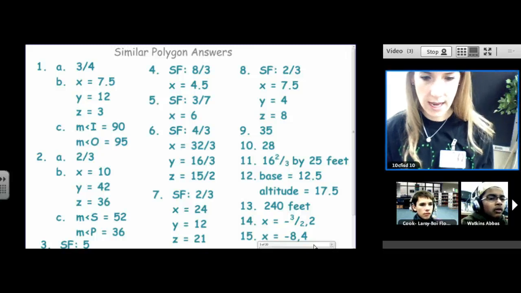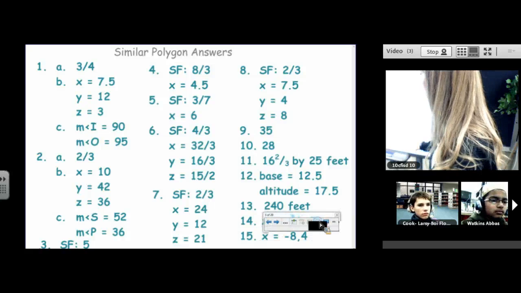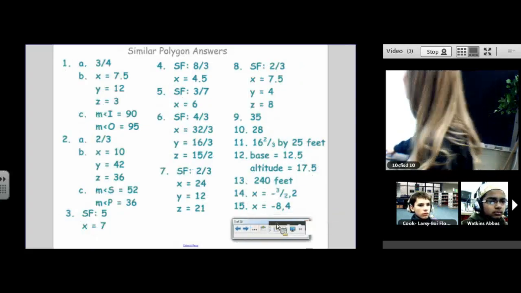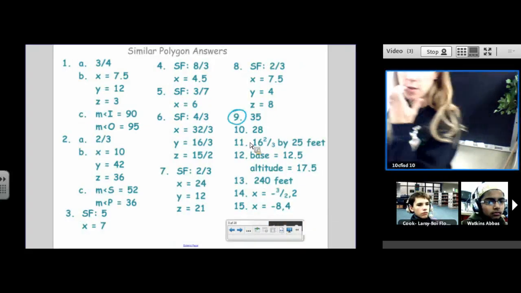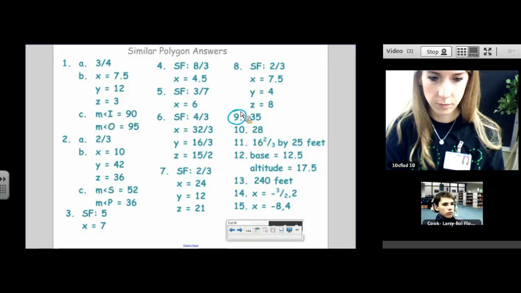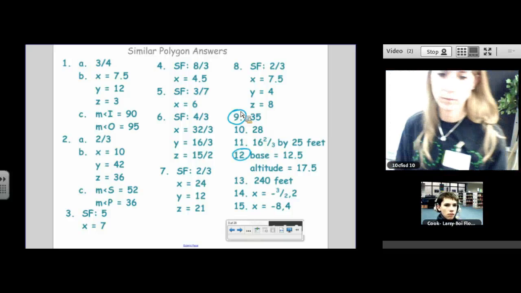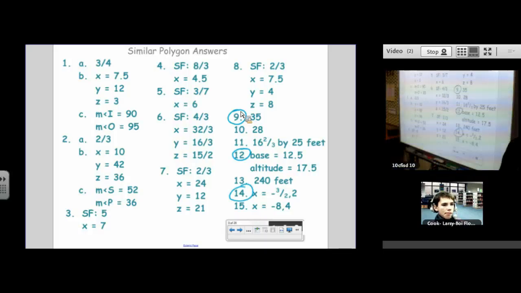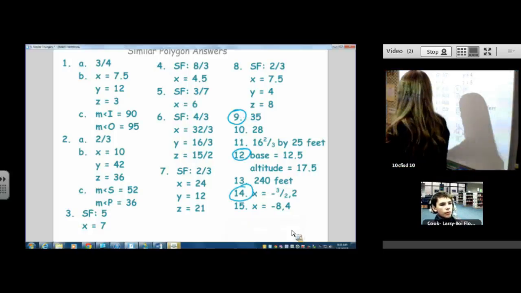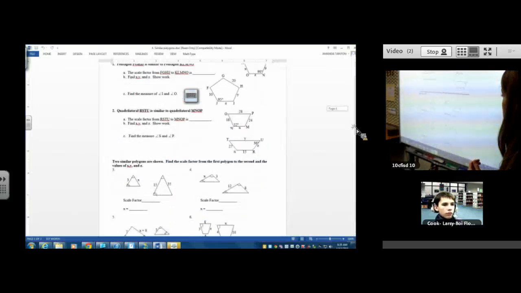Similar polygons answers. Number 9. There we go. Okay, what else from the homework, guys? 12. All right, starting with number 9.